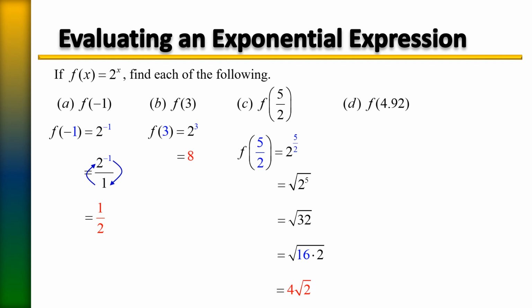Let's go to example D. We're going to evaluate for 4.92. So remove the x and replace it with 4.92. This you will need to use a calculator. So in your calculator, you're going to plug in 2 raised to the 4.92 power. And you should get an approximate number of like so. And there you have it, evaluating an exponential expression or function.